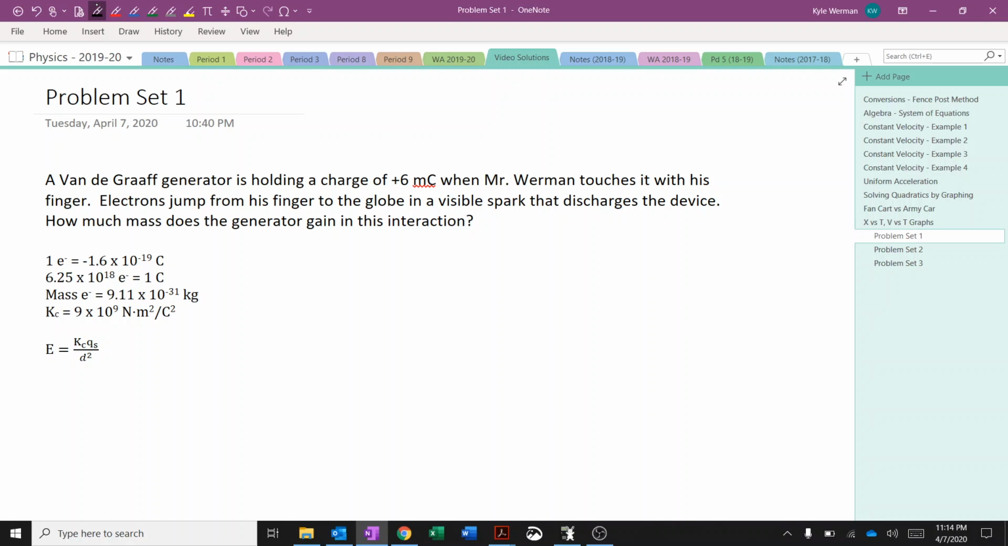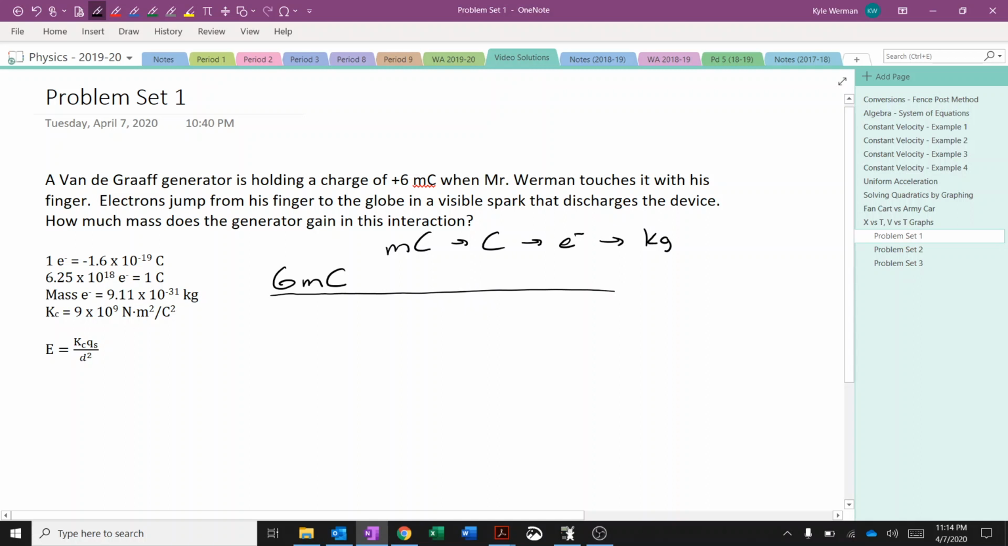We've seen this problem before. Let's set it up. I have 6 millicoulombs of charge, and we have conversions from charge to electrons and electrons to mass. So we're effectively trying to take millicoulombs to coulombs, coulombs to the number of electrons, and the number of electrons to some corresponding amount of mass. And that would give us the answer that we're looking for.